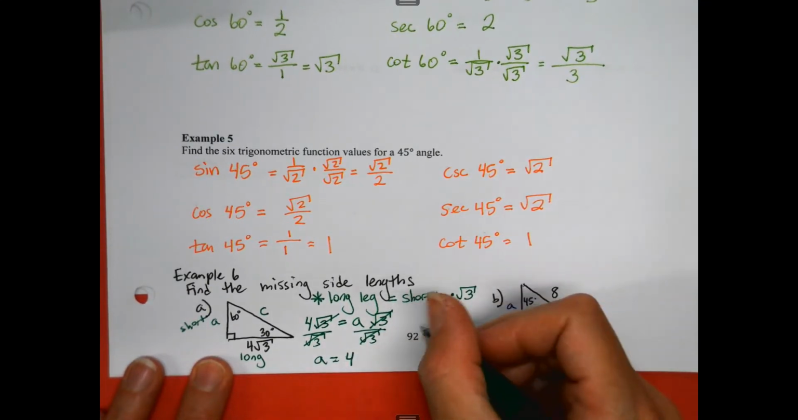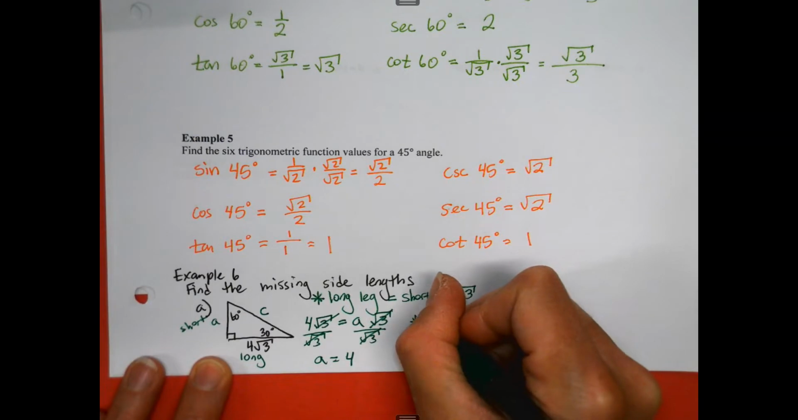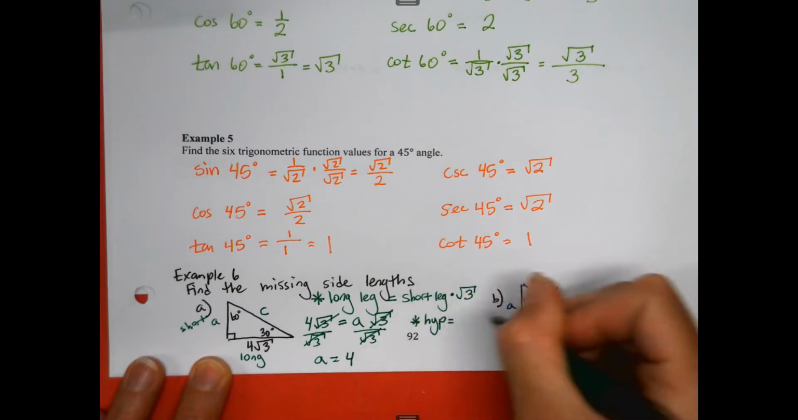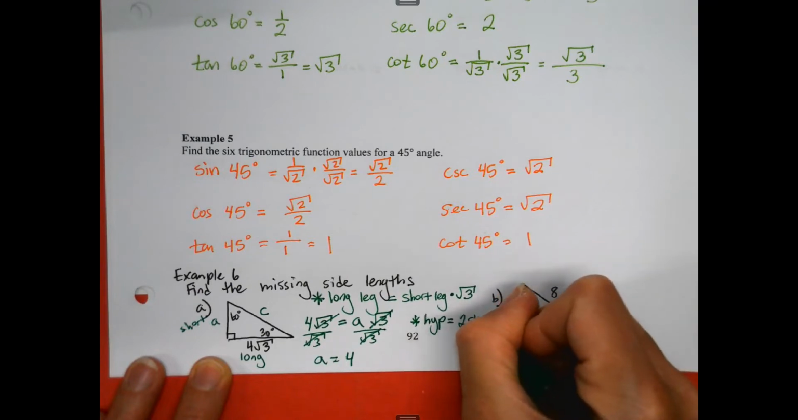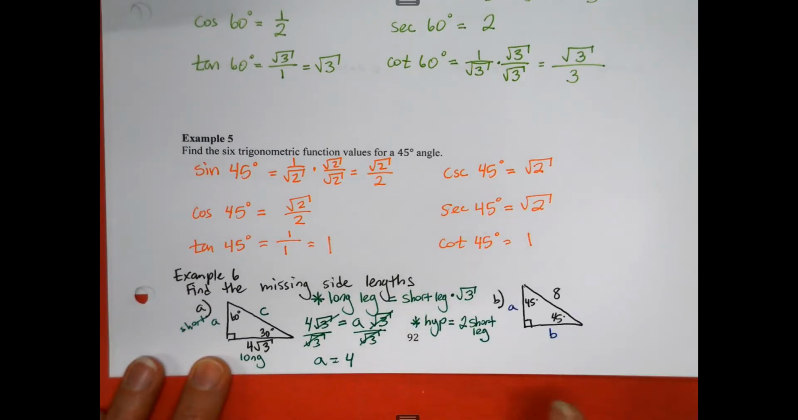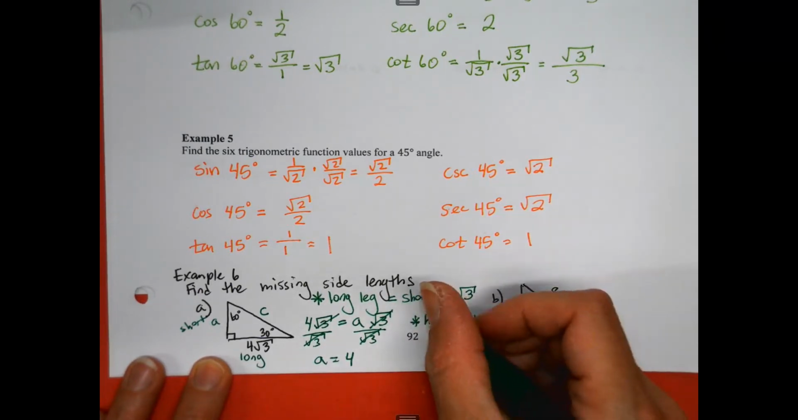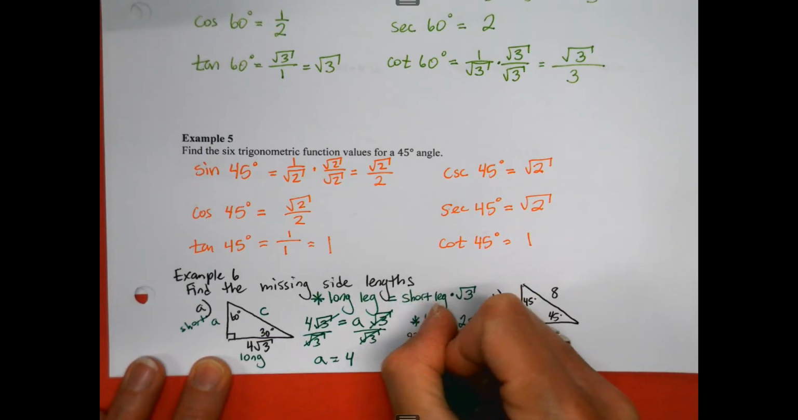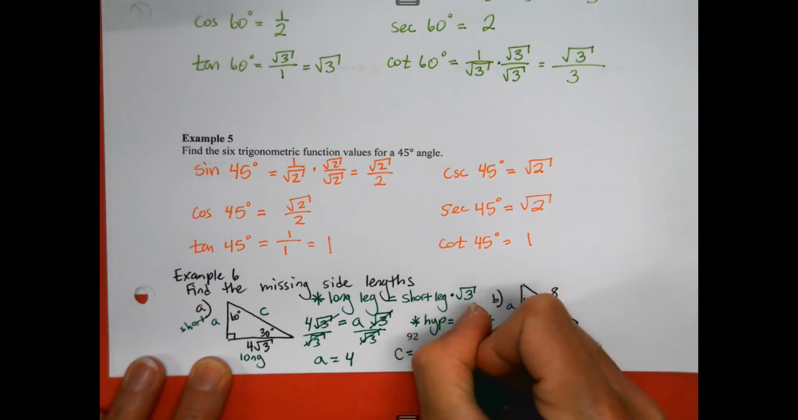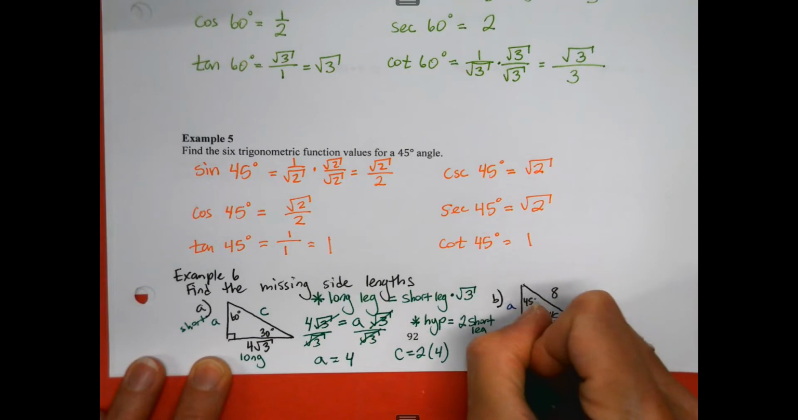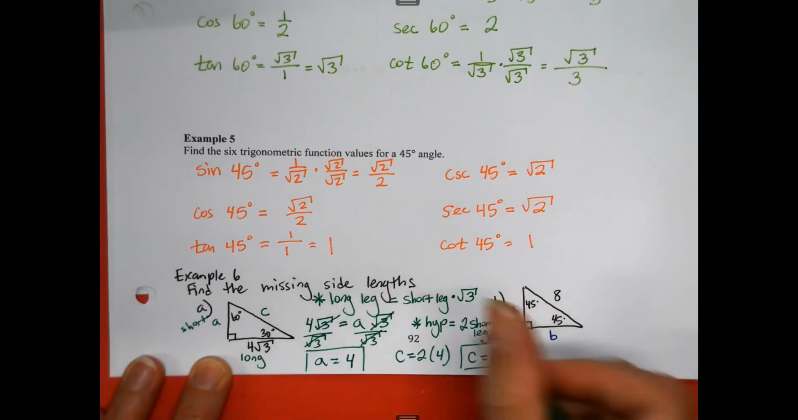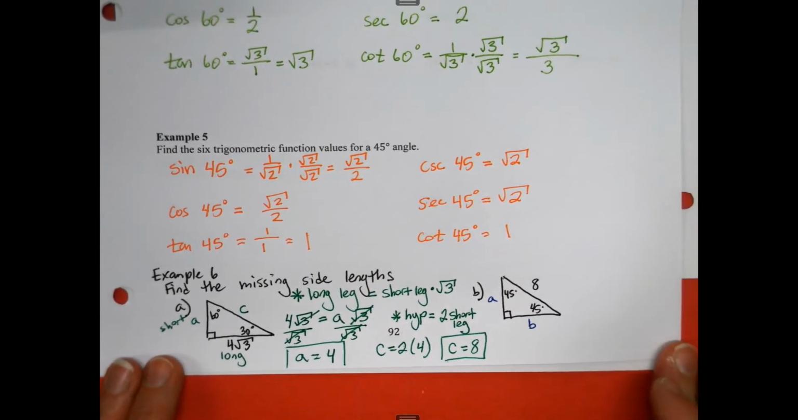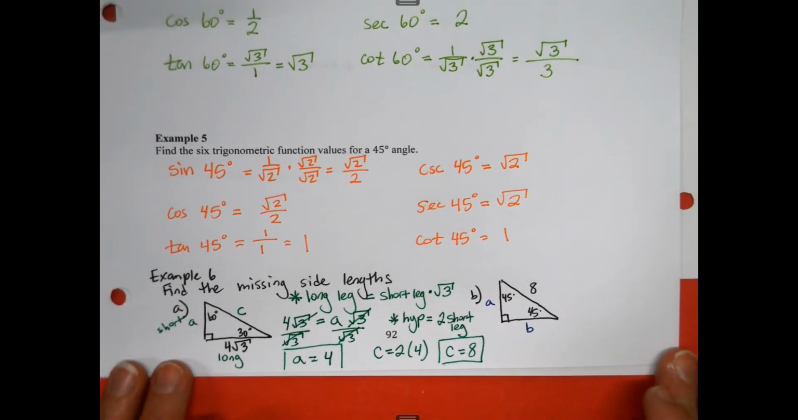There's another rule that says that the hypotenuse is equal to 2 times the short leg. Well, our short leg is 4, so therefore C is equal to 2 times 4, or C is equal to 8. And hopefully you remember this from geometry and also algebra 2.